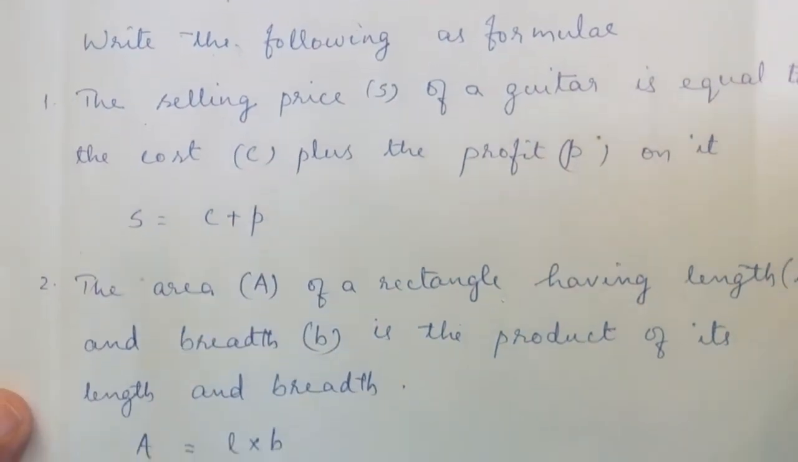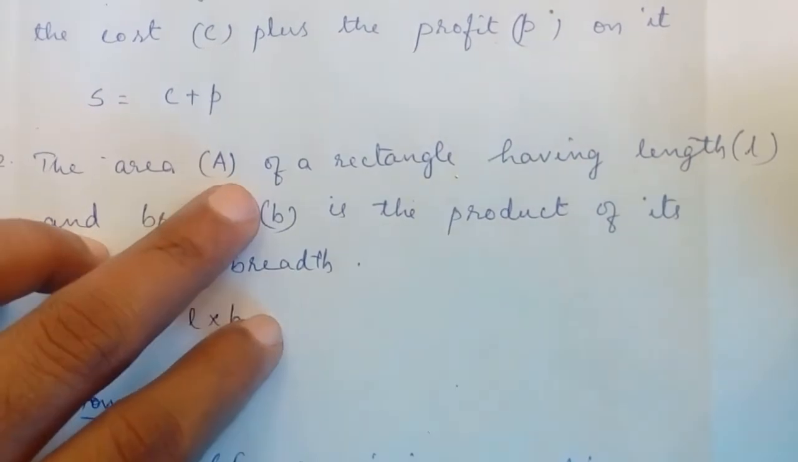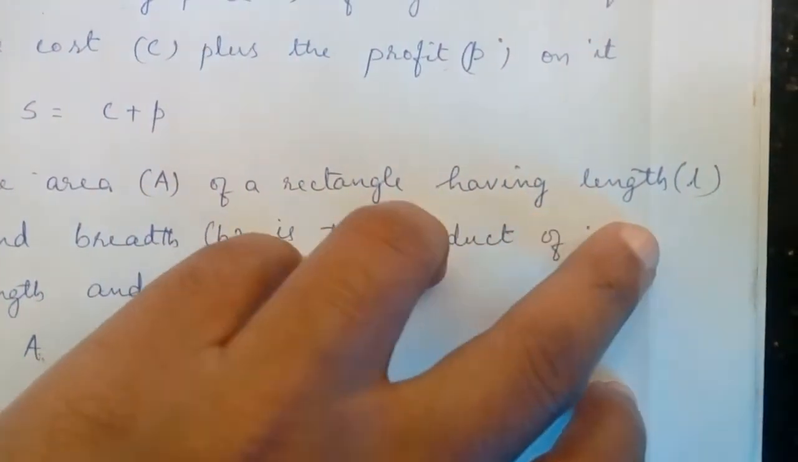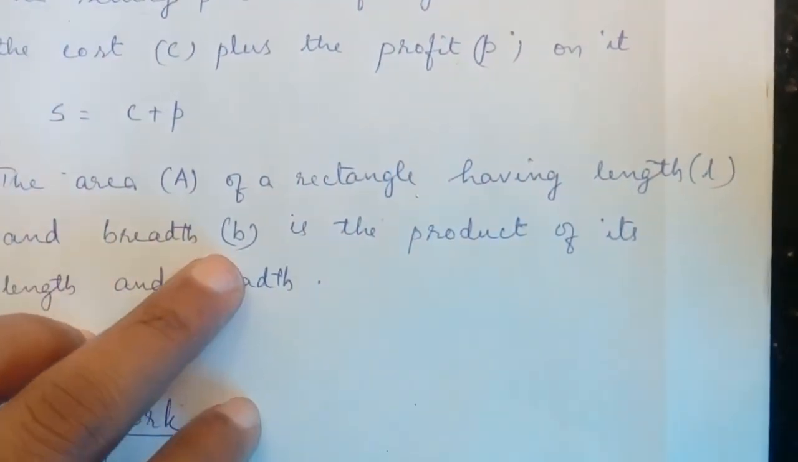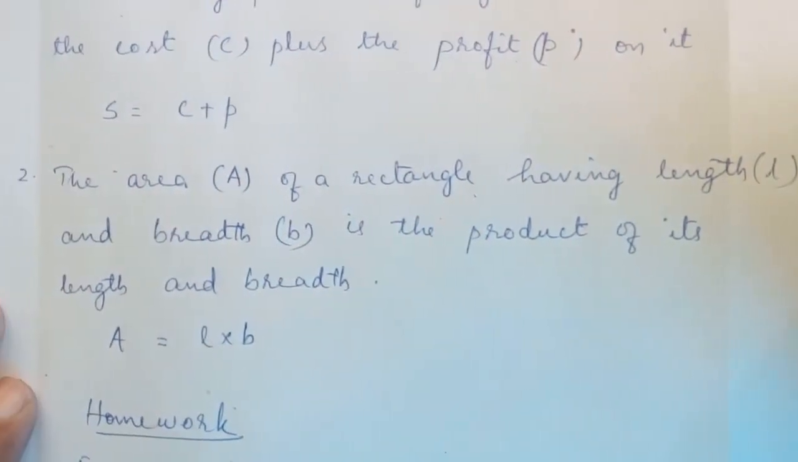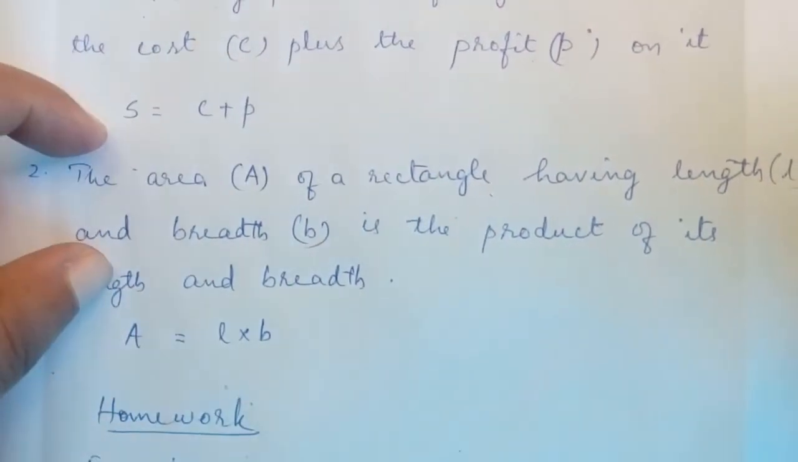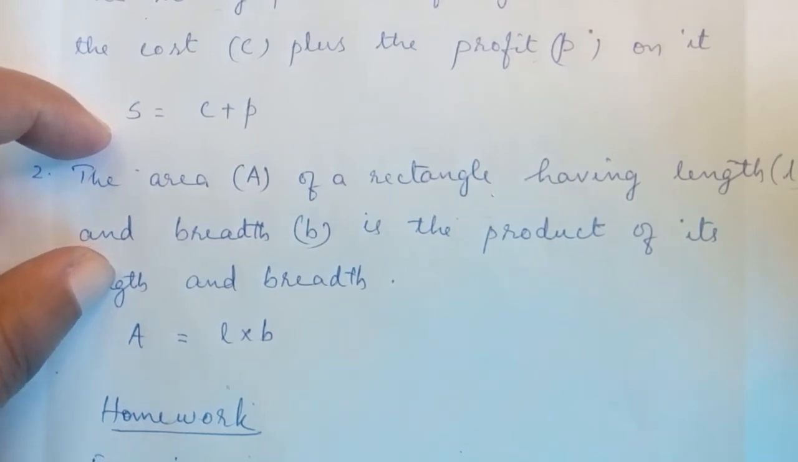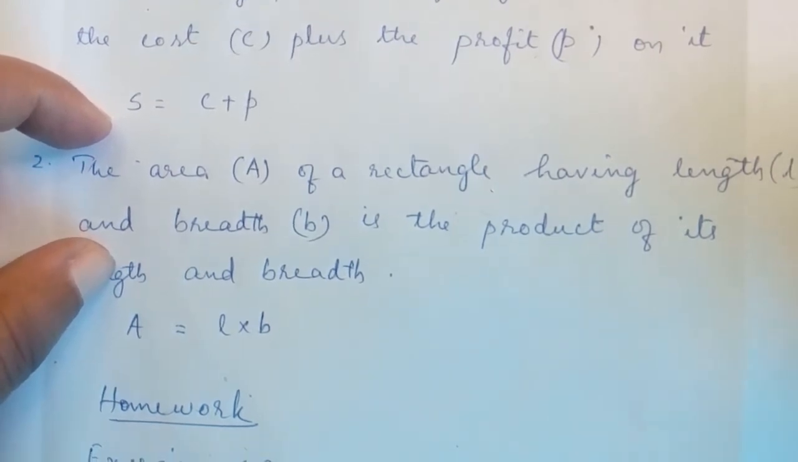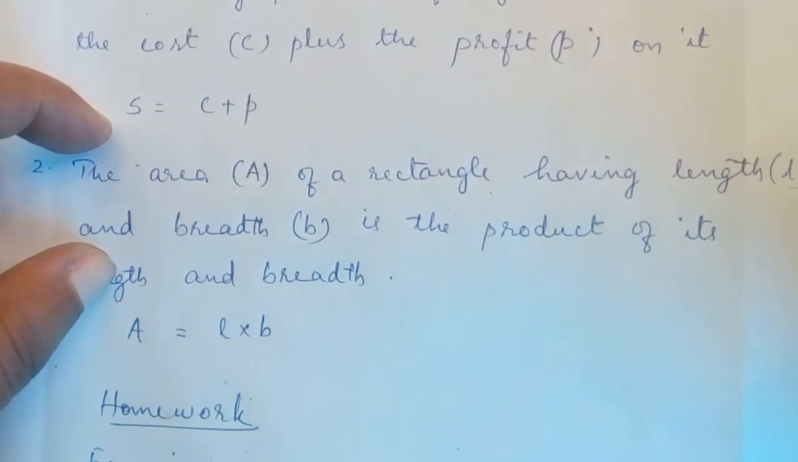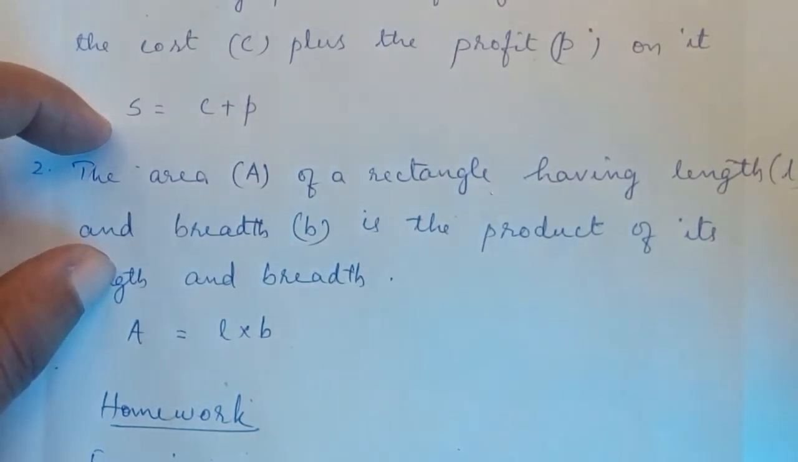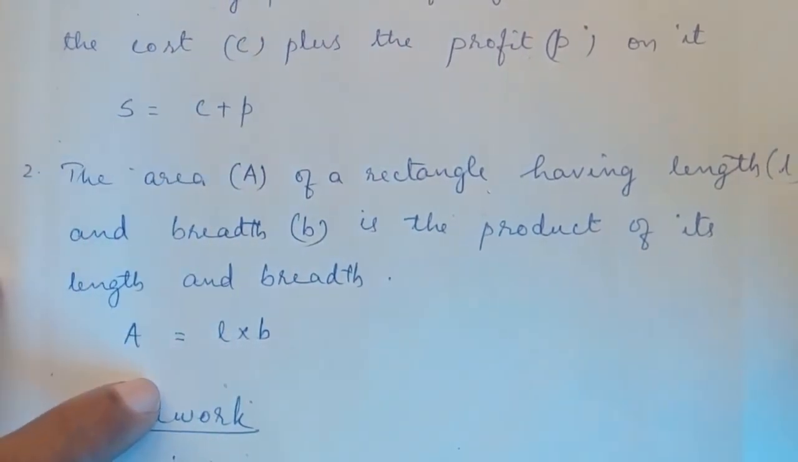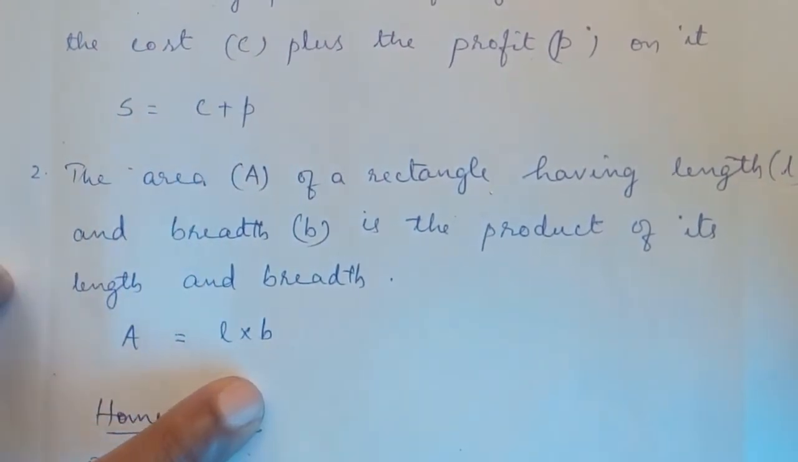Okay. Now the second one: the area A of a rectangle having length L and breadth B is the product of its length and breadth. That is the statement given. We have to find the formula from this. Here also we studied that the area of a rectangle is length into breadth. Area is denoted by capital A, length is denoted by small l, and breadth is denoted by small b. So what is the area of the rectangle? A is equal to L into B.